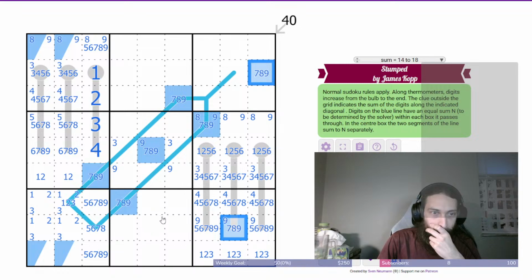So that thermo there in column 8 gets a couple taken down. Does it? Well, if its lowest is 7... But you can't have a 6. Yeah, but okay, you can't start with a 6. Oh, yeah, because 6, 7, 8, 9. Never mind. Yeah.